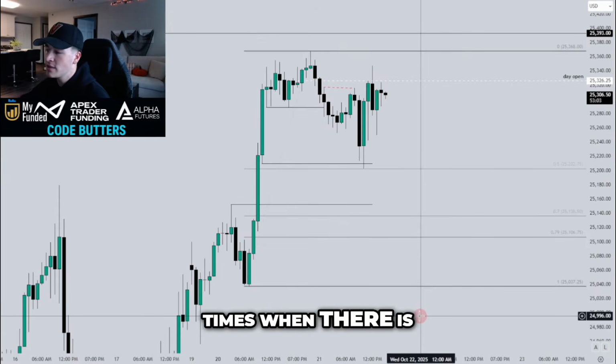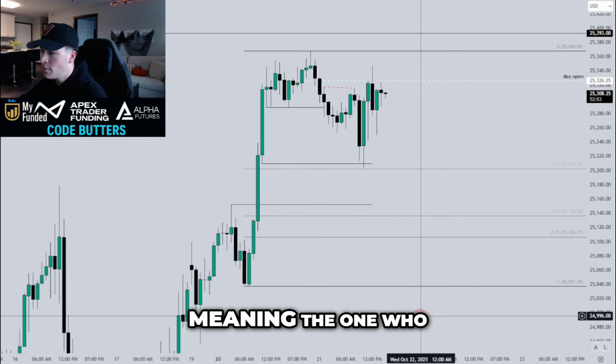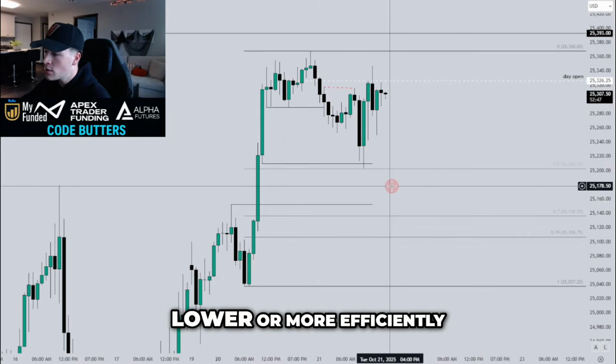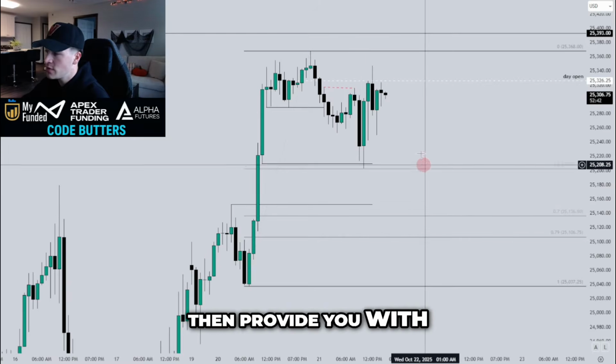A lot of the times when there is a weaker or a stronger asset and you're given more than one PD array on the higher time frame to expect a reaction out of, you can anticipate the leading of the two, meaning the one who is seeking the drawn liquidity at a faster or quicker rate to trade into the lower or more efficiently priced PD array to then provide you with that SMT.